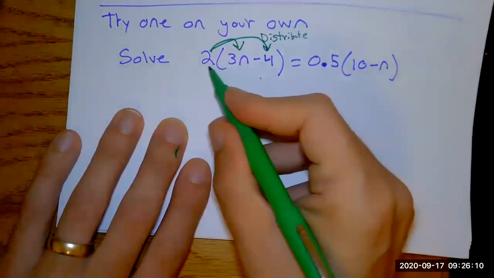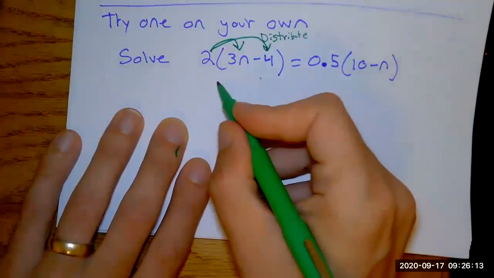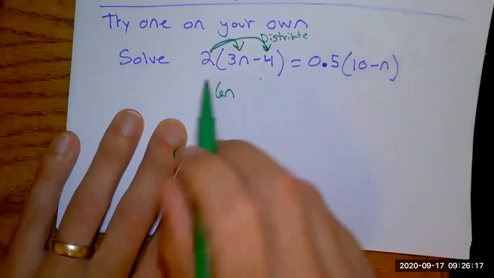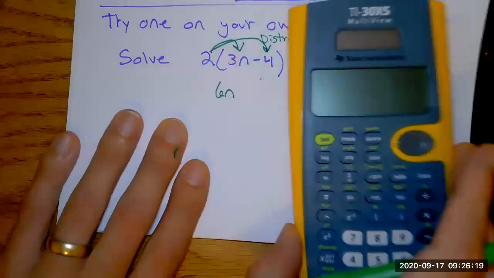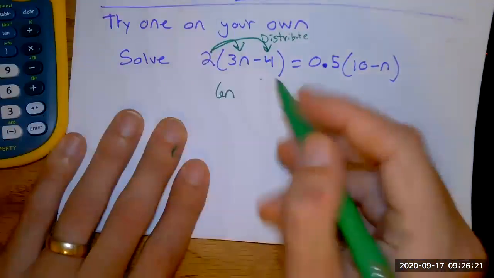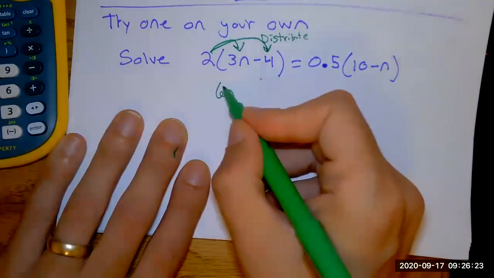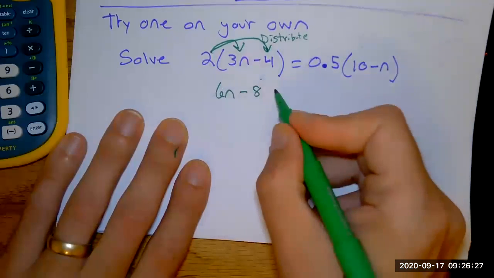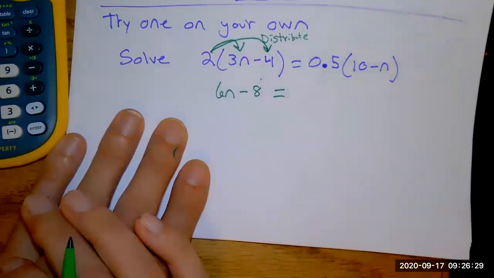Okay, so I get 2 times 3n, that's 6n. And hey, if you guys are just making a mistake with the arithmetic, make sure you're using a calculator, right? Make sure you're using that. So 2 times 3n is 6n, 2 times negative 4 is negative 8. Okay, so that's my left side.